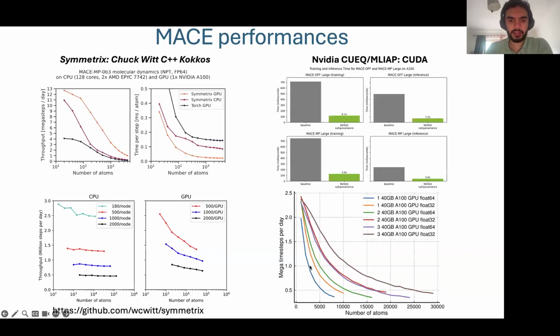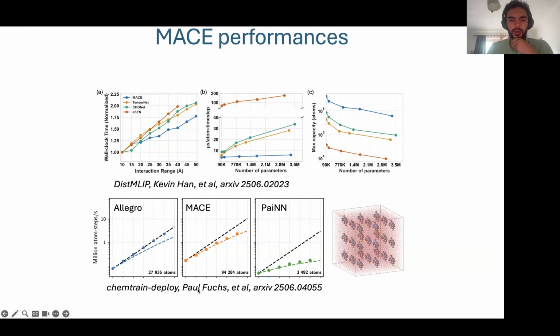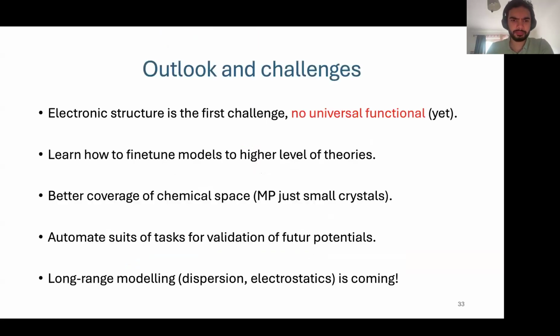And then you have new independent software that also tries to do these fast inference models. So this is DistMLIP, which is another one, and this is ChemTrain Deploy, and there are new frameworks that are appearing basically every month now. So it's a very active field, making these models faster and faster, and I expect that both the hardware and the architecture will basically make these models much faster in the next few years.